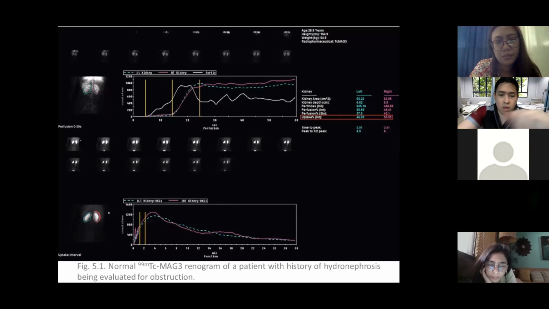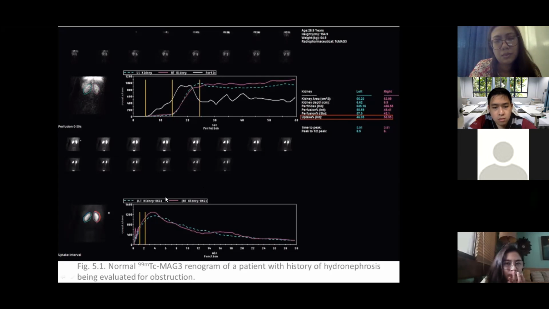So here is an example of a normal renogram of a patient with a history of hydronephrosis being evaluated for obstruction. In the upper half, we have the perfusion phase, which demonstrates the movement of radiotracer from the site of injection to the aorta and the kidneys. Here, the white curve reflects the aorta. The purple and teal curve reflects the activity within the kidneys. We can see that the shape of the curve roughly matches that of the aorta, indicating good flow or good perfusion within the kidneys.